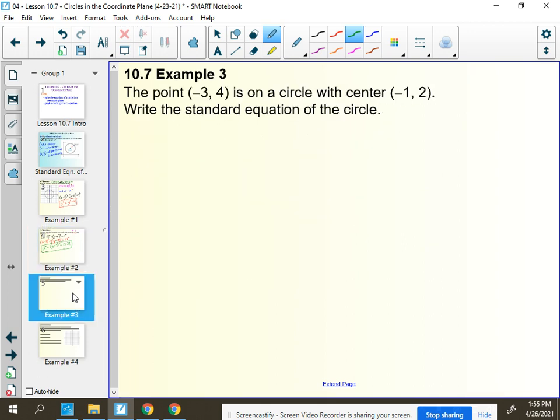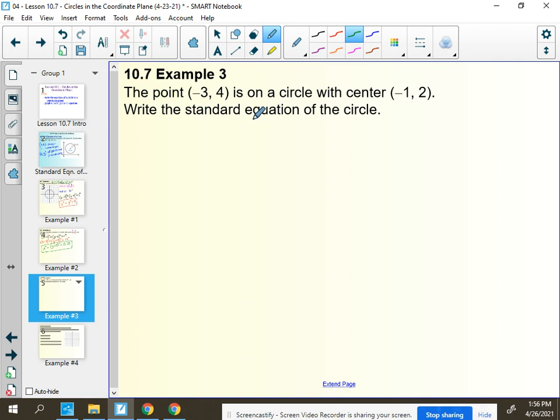Third one, we're cruising. So I think as far as difficulty level, this is probably about as tough as we're going to see. So let's read through it. The point negative 3, 4 is on my circle with center negative 1, 2. Okay, so that's fine. Write the standard equation.